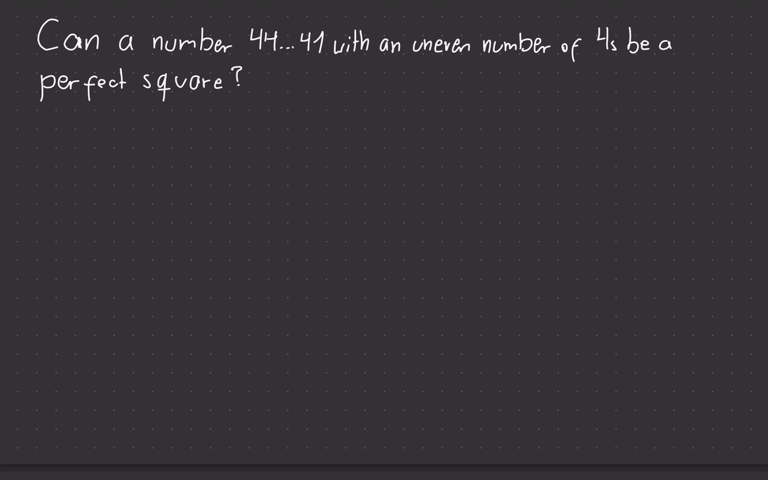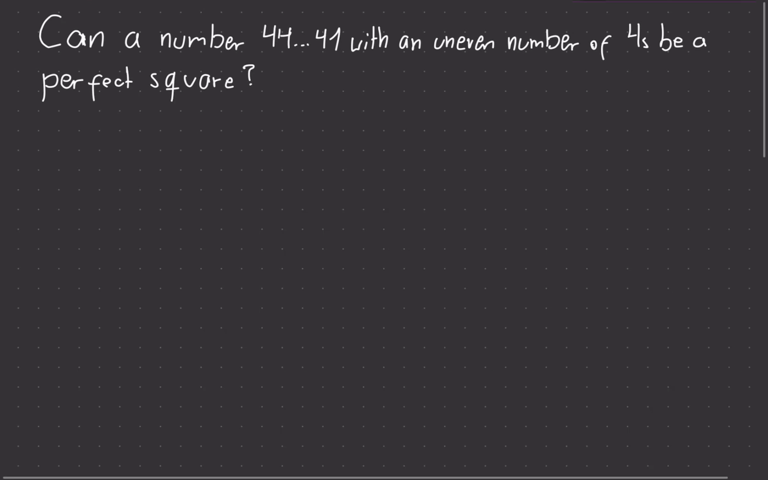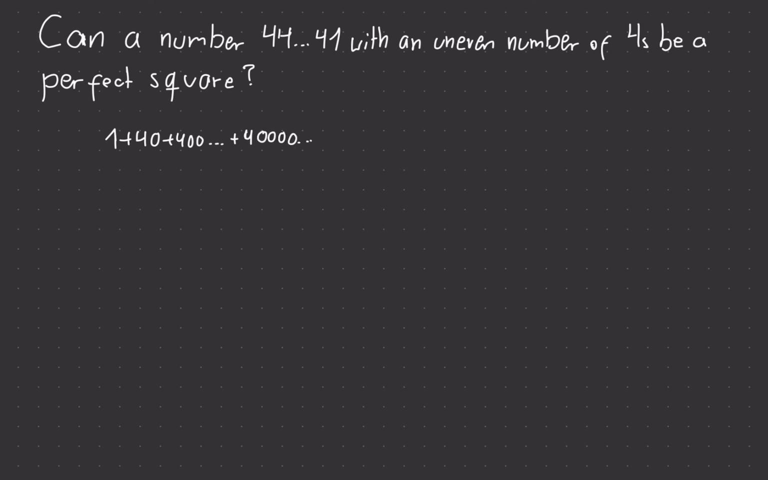So the first thing that we can do is try to express this number with some sort of formula. So we have 4, 4, 4, 4, 1, and so on. Well, that is nothing else than 1 plus 40 plus 400 and so on, right? And then because we have an uneven number of 4s, it needs to end in something like 4 and then an even number of zeros. Alright?